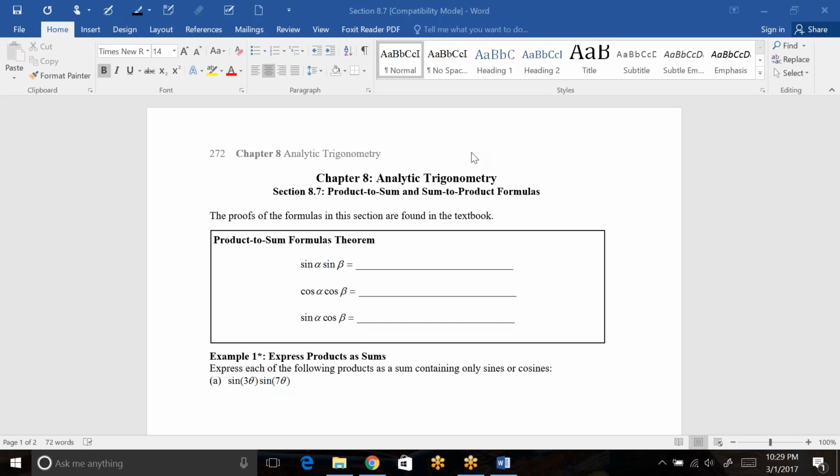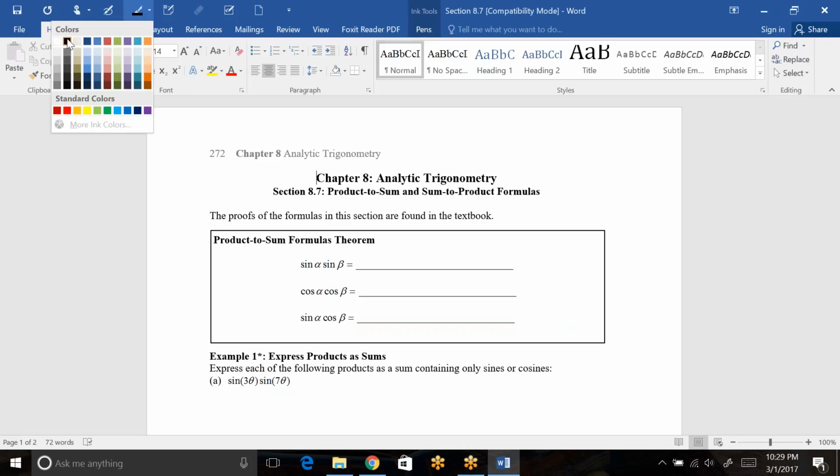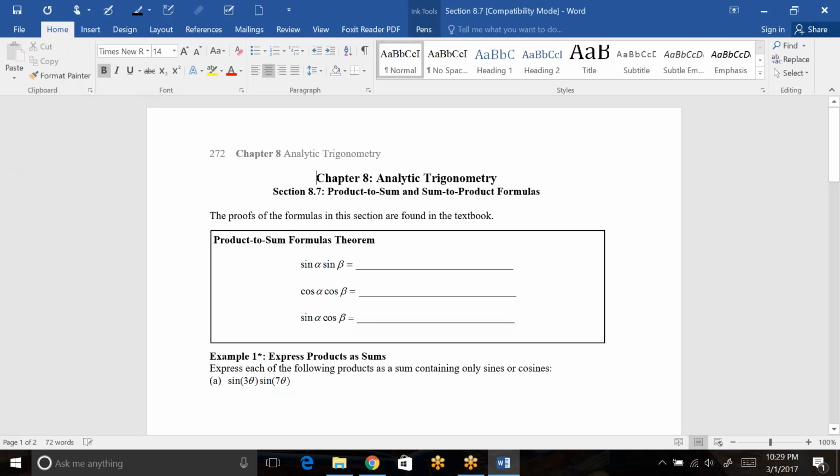Okay, this is the 8.7 notes for online trig, product to sum and sum to product formulas. The proofs on these are found in the textbook. We're just going to show you how to use the formulas.